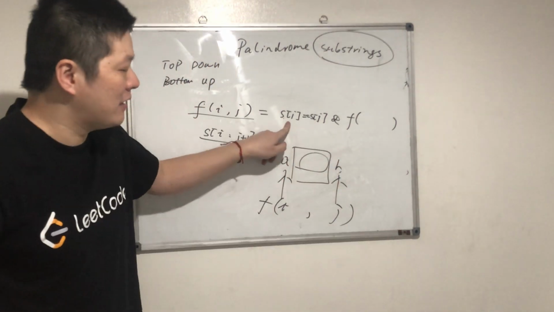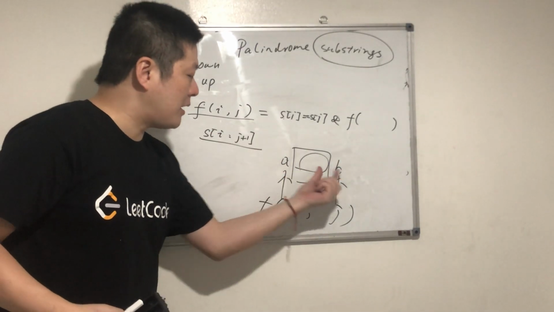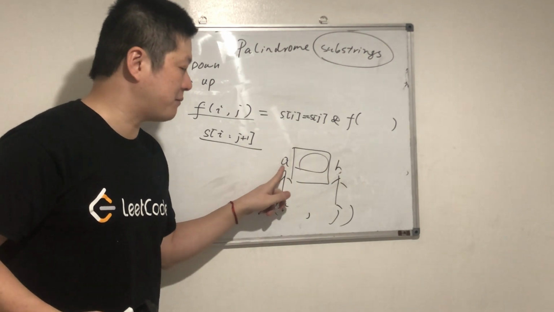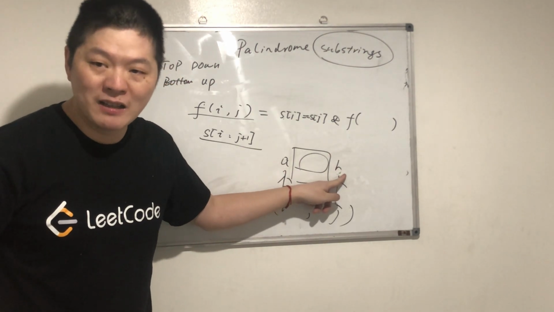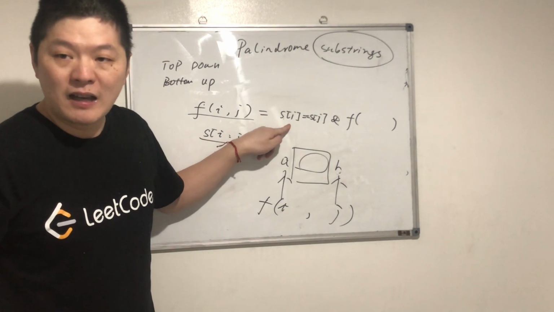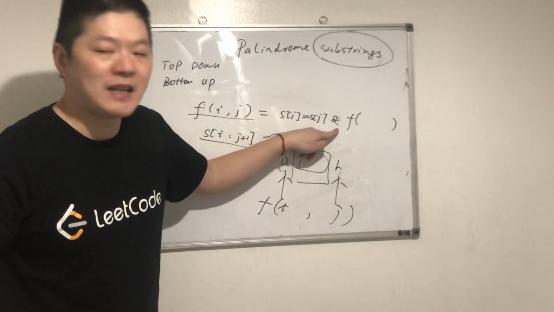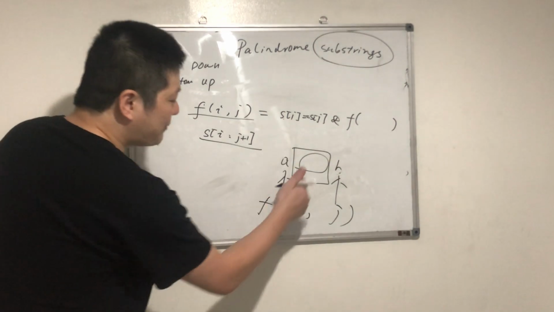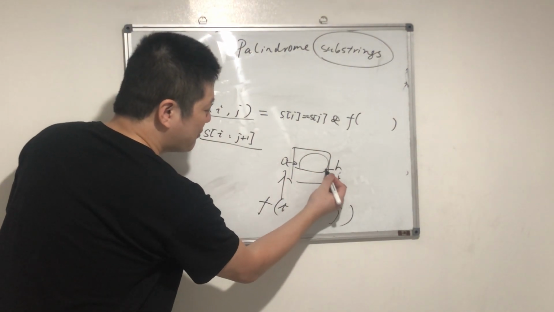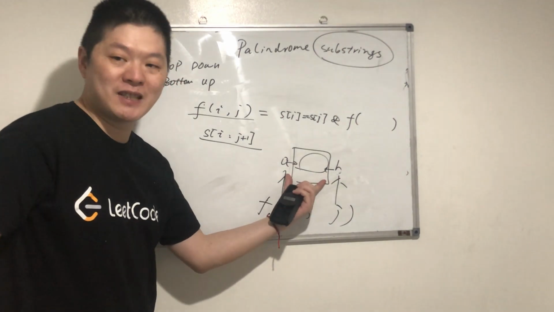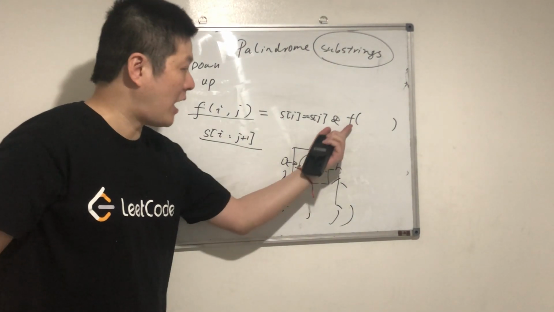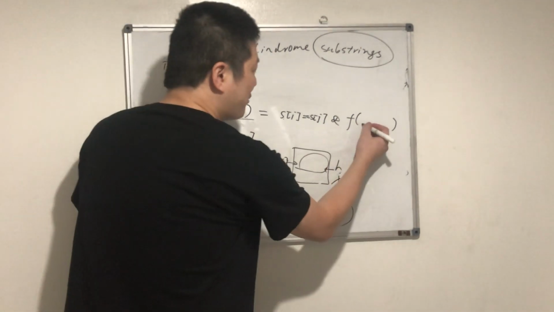So it means the outermost characters need to match. A must equal B, right? S[i] equals S[j], and what about the inner part? I move here. What's this bit? What's the smaller problem? You just need to tell me what F is.